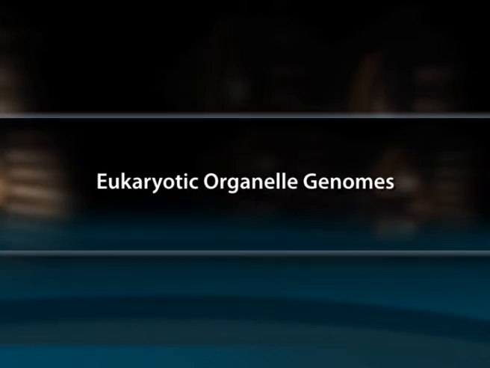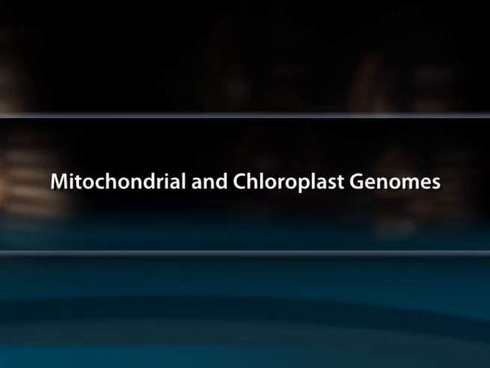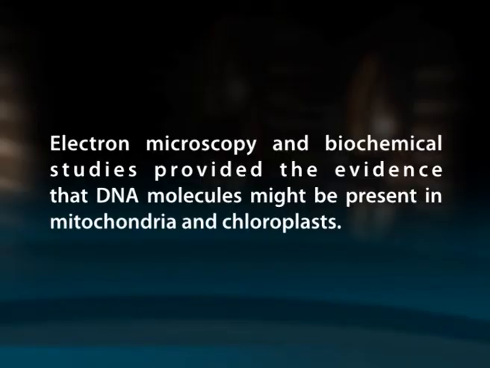Coming to the eukaryotic organelle genomes, mitochondrial and chloroplast genomes, some genes might be located outside the nucleus. They are known as extrachromosomal genes and were first traced in the 1950s as a means of explaining the unusual inheritance patterns of certain genes that were found in the fungus Neurospora crassa, yeast Saccharomyces cerevisiae and the photosynthetic alga Chlamydomonas reinhardtii. Electron microscopy and biochemical studies provided the evidence that DNA molecules might be present in mitochondria and chloroplasts.